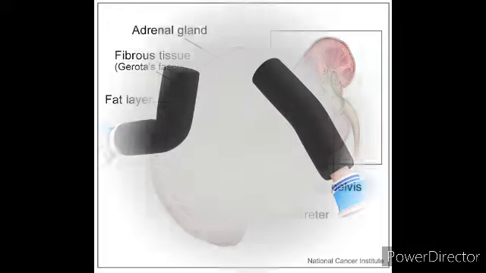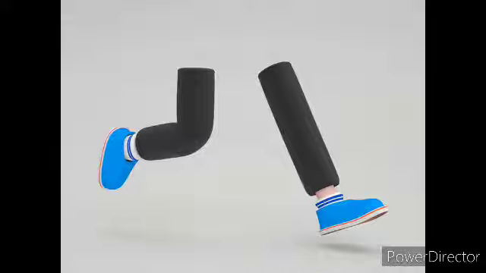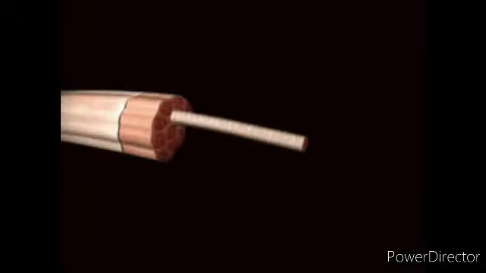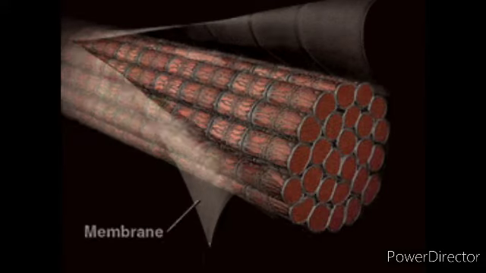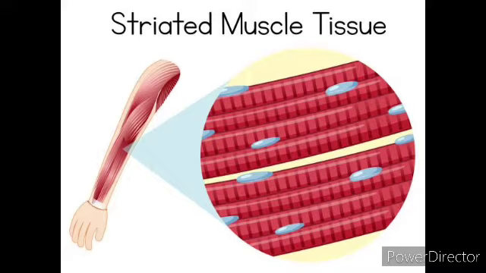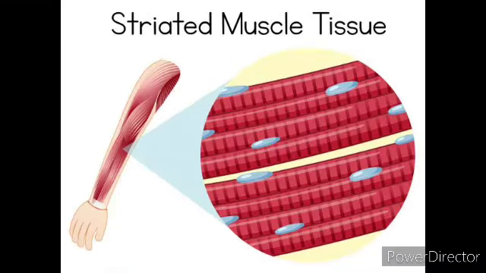Animals can move because of the elasticity and flexibility of muscular tissue. Muscular tissue has elongated cells called muscle fibers. Muscular tissues are of three kinds: striated, unstriated, and cardiac.